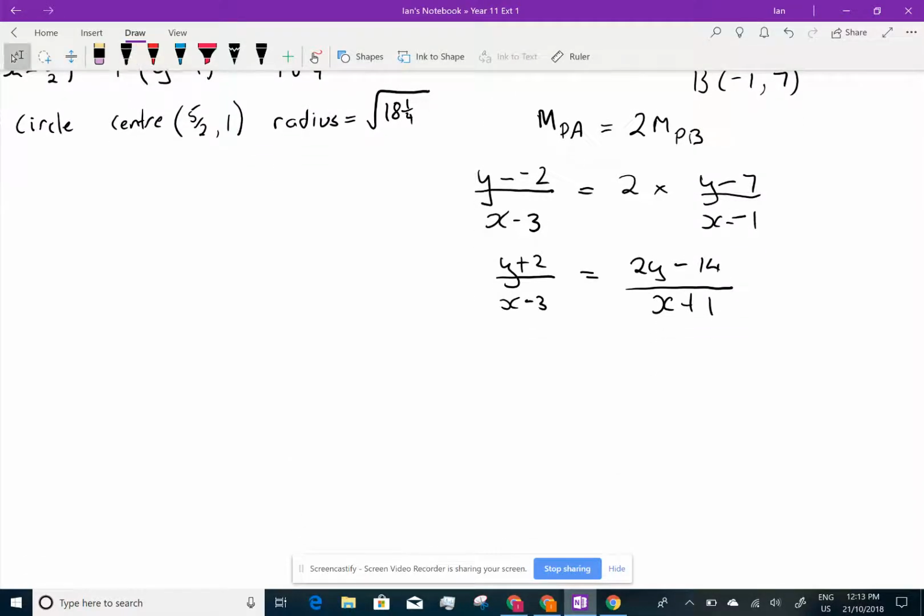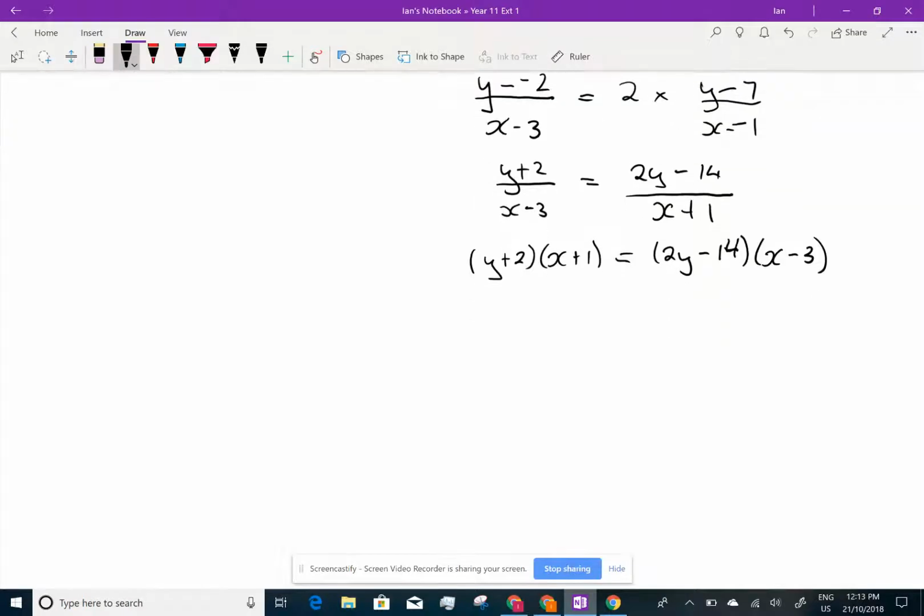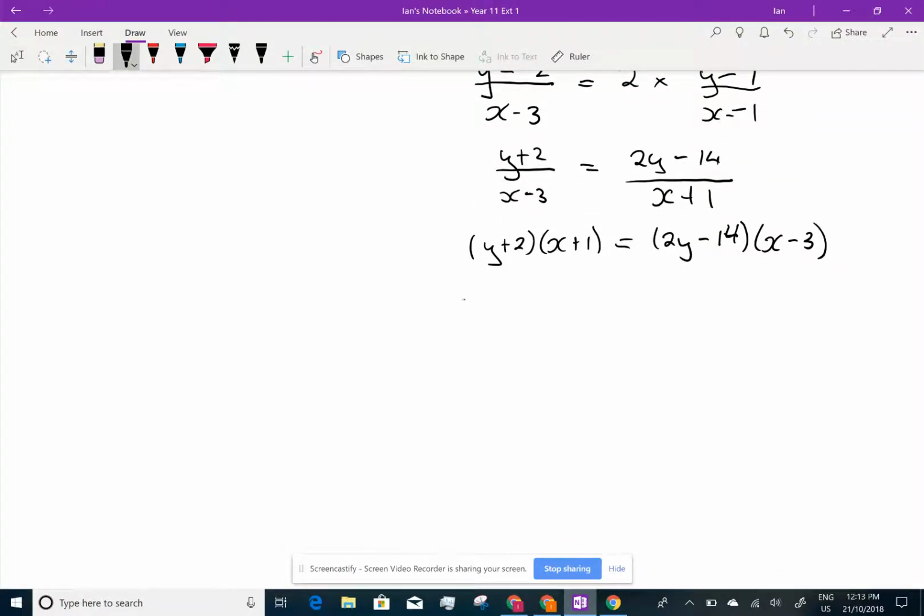And now I'm just going to multiply the denominators across. Now, note, I'm going to write these in brackets. So I've got y plus 2 times x plus 1. And I've got 2y minus 14 times x minus 3. And now I'm just going to expand those, collecting like terms. So I'm going to get xy plus 2x plus y plus 2. And that's just doing this by that, by that, by that.